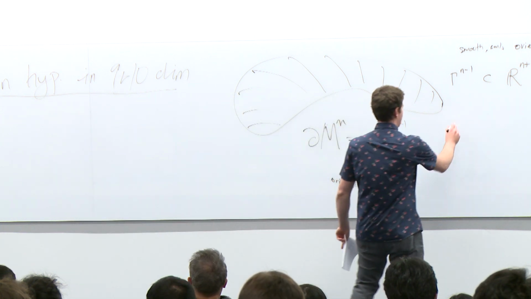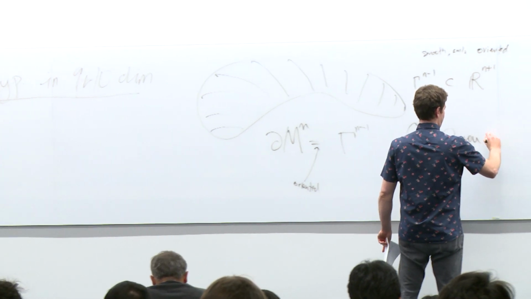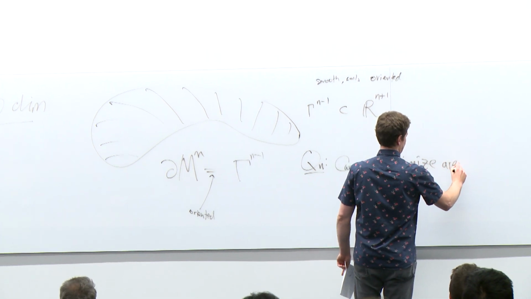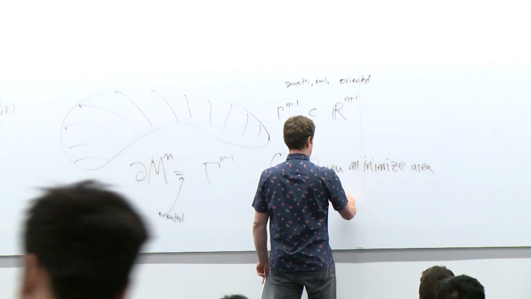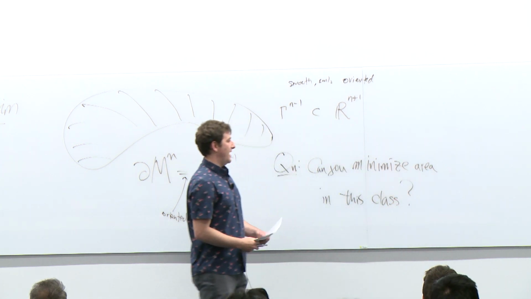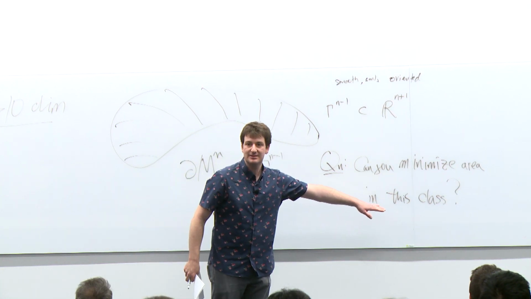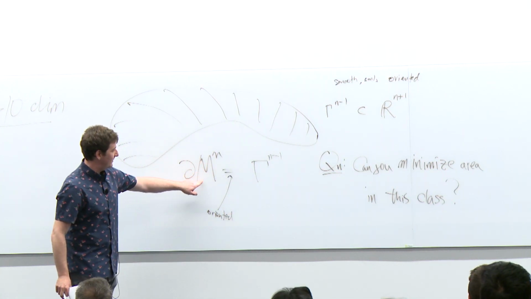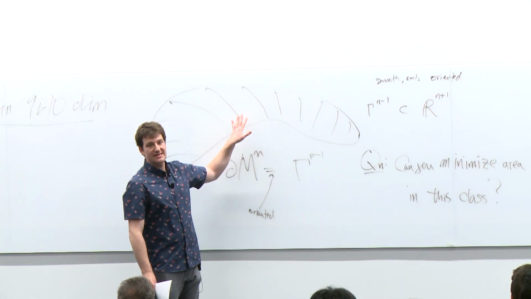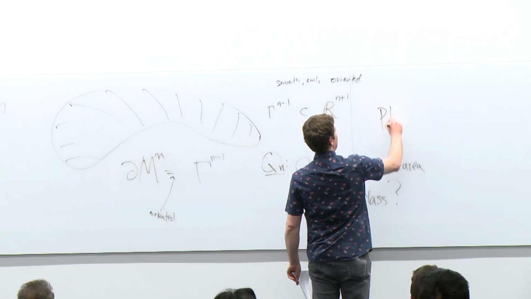And the question is, can you minimize the surface area among this class? So can you find an M filling in gamma which has least surface area among all possible competitors? This is known as the Plateau problem.